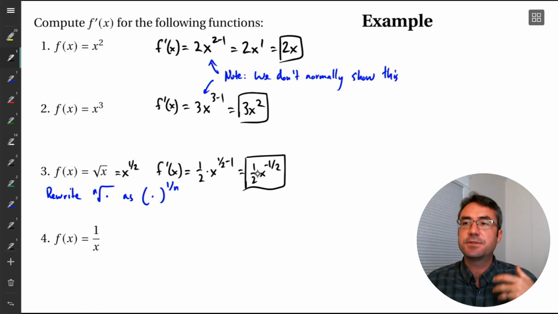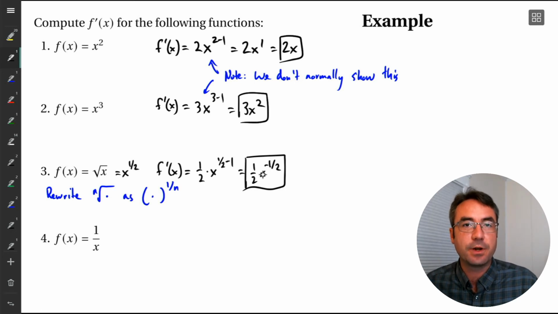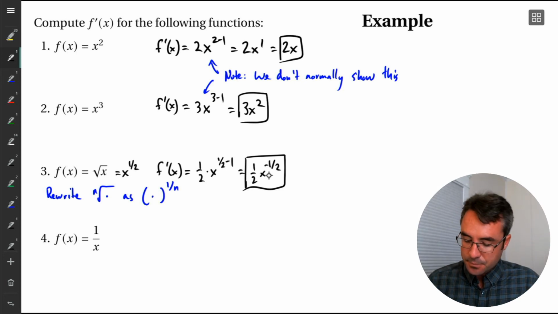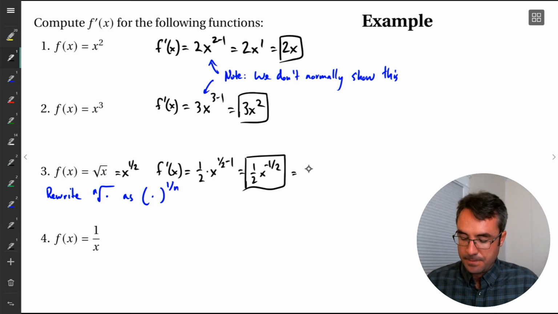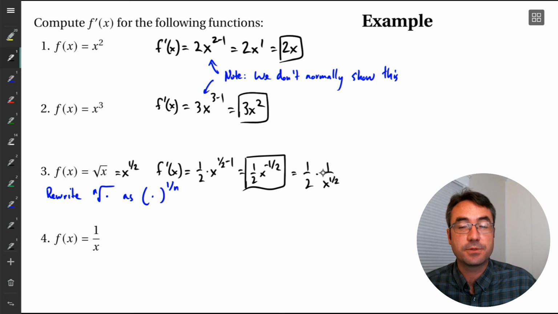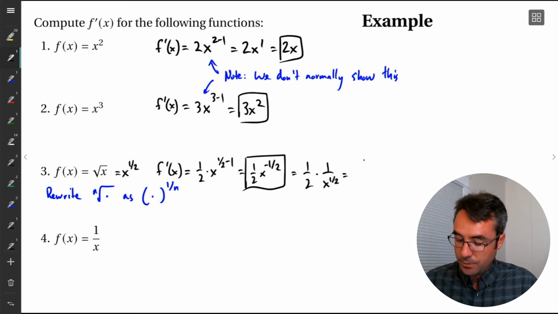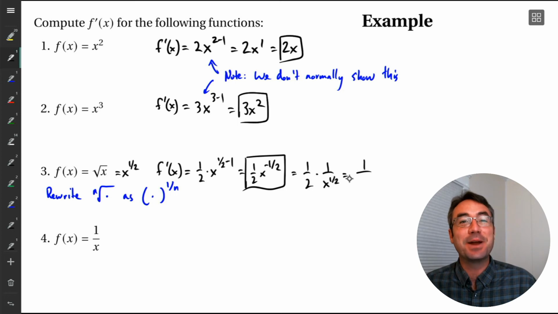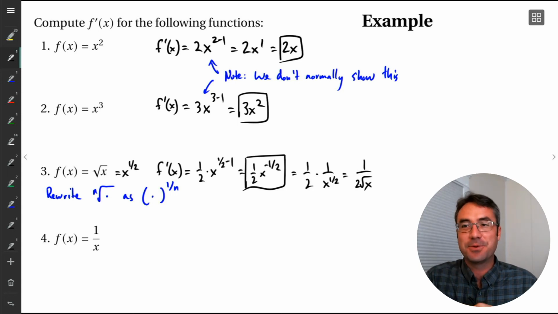And actually, in a lot of cases, we might be interested in doing the second derivative. So a lot of times this is a good place to stop. But if needed, we could rewrite this. We could go back to root functions. The negative exponent is almost like a reciprocal. So we could rewrite this as 1/2 times 1 over x raised to the positive 1/2. And then x raised to the positive 1/2 takes us back to the square root. So we could rewrite this as 1 over 2 square root x.